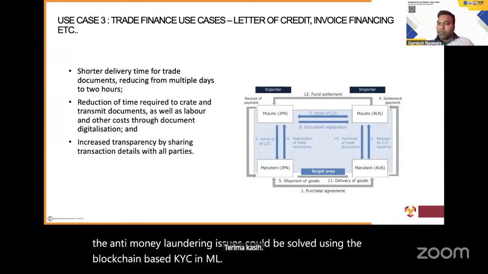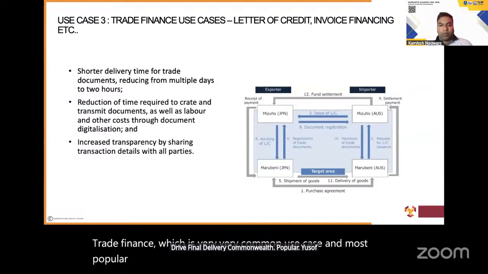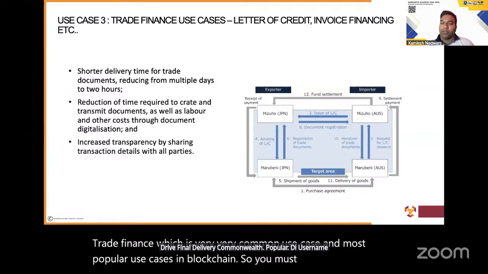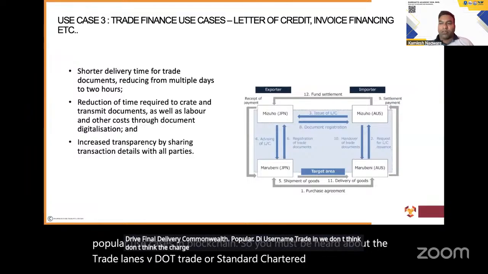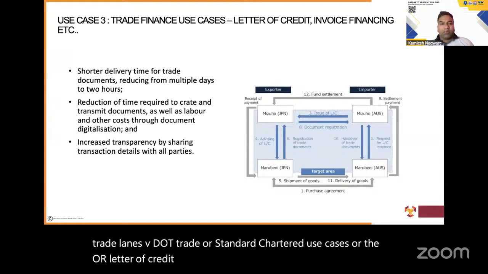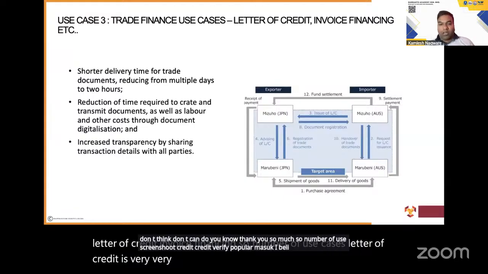Trade finance is a very common use case and one of the most popular use cases in blockchain. You must have heard about TradeLens, we.trade, or Standard Chartered use cases, or letter of credit, invoice financing. So there are a number of use cases. Letter of credit is very popular. I will show you who is implementing it.